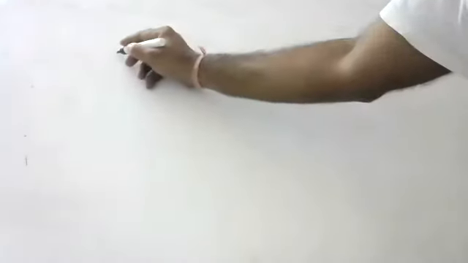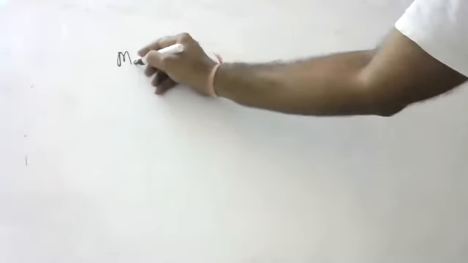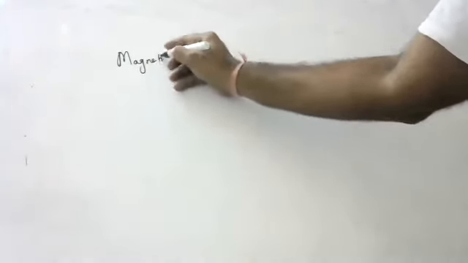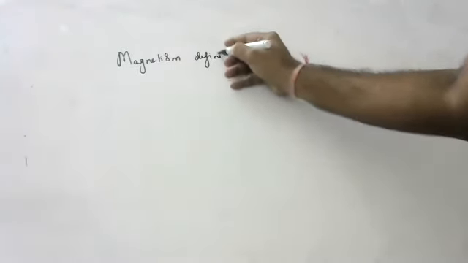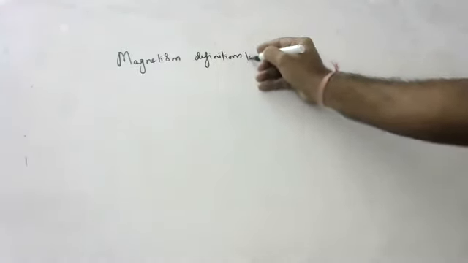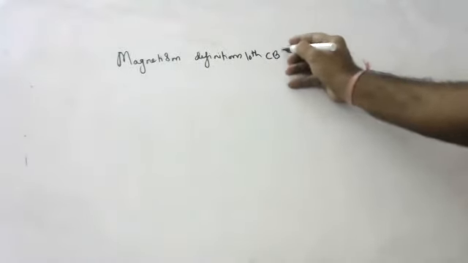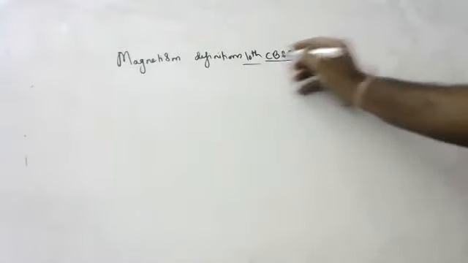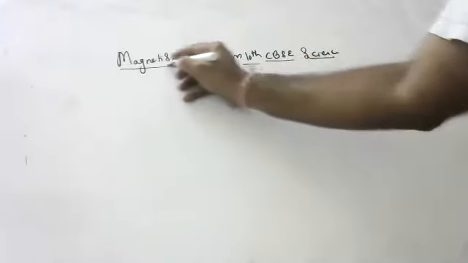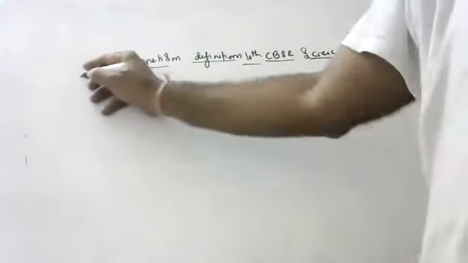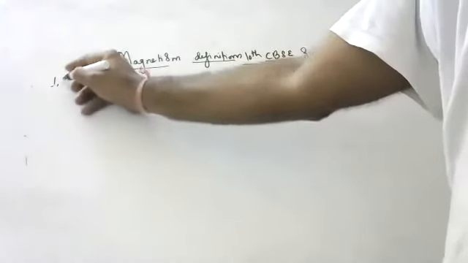So children, magnetism definitions we will discuss. Electromagnetism definitions. All definitions we will discuss. Okay. What is the first definition in this lesson, children, we have? Yes, anyone? What is the first definition we have in this lesson?